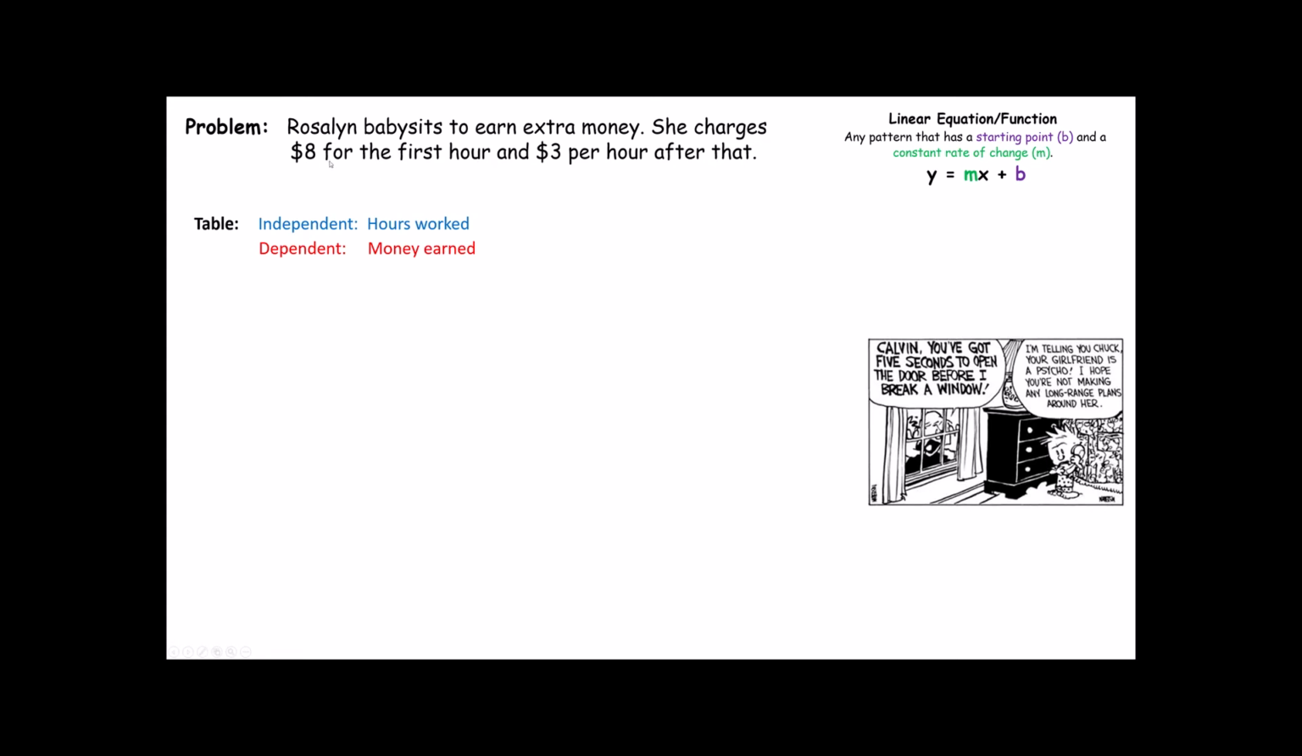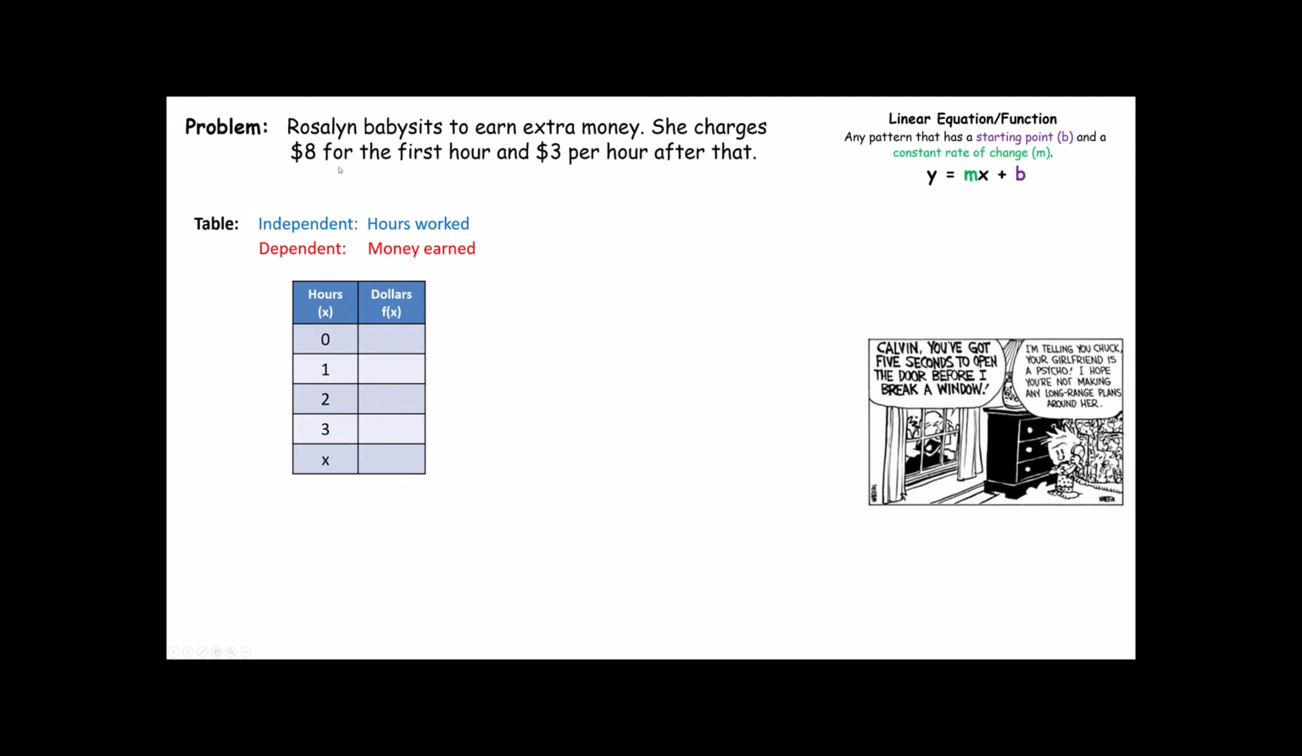So if she only works for 1 hour, she earns $8. If she works for 2 hours, she earns a different amount, but it is conditional. Remember that the independent variable is typically described in our pattern as x, and the dependent variable is typically described in our pattern as f of x or as y. So let's use this table to model what we think will happen in the situation.